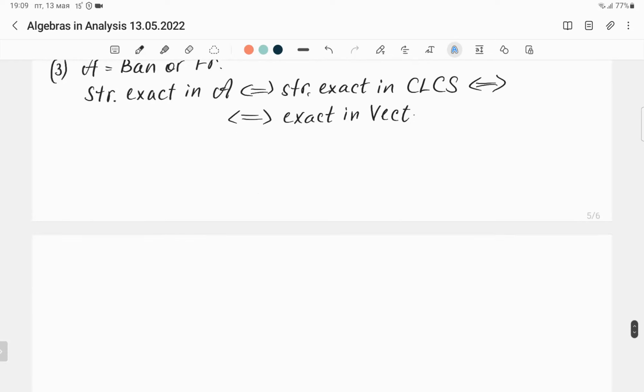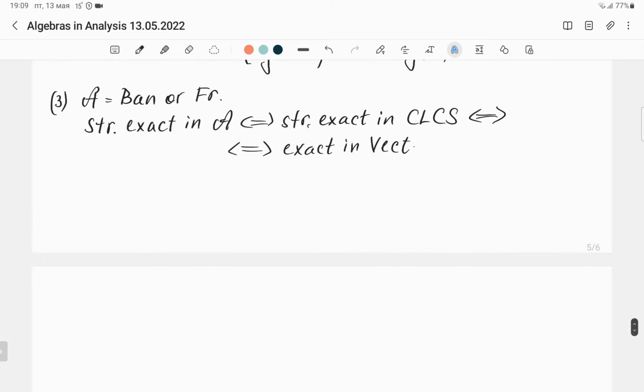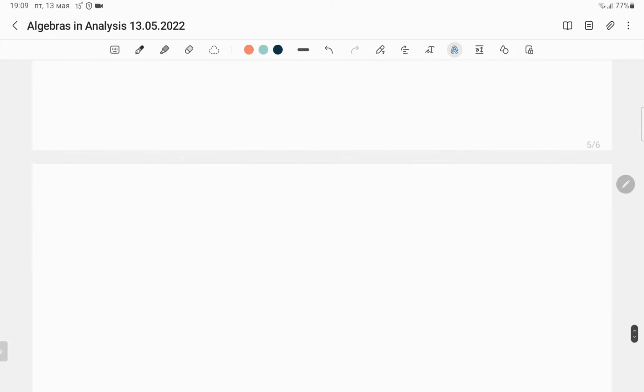There is a useful result which simplifies the working with strictly exact sequences of locally convex spaces. This result is due to Palamodov.